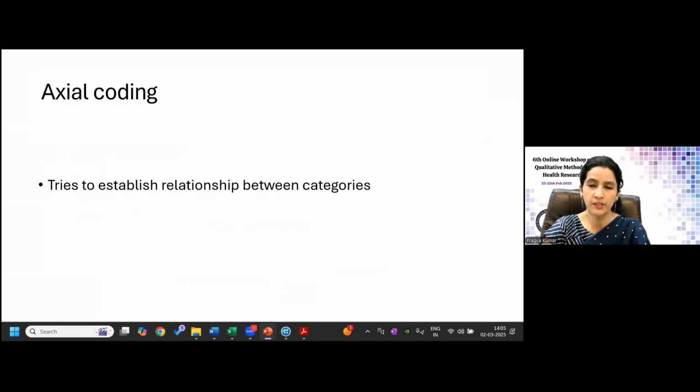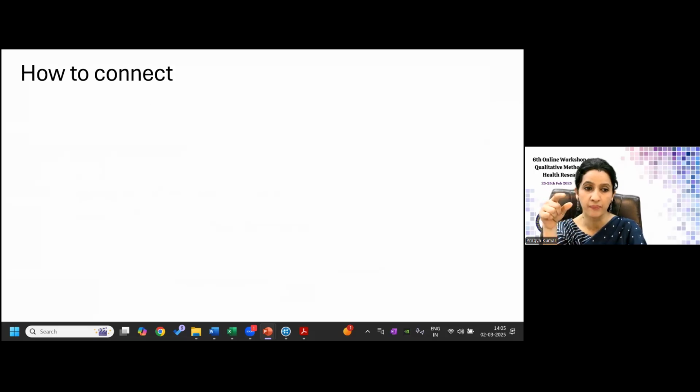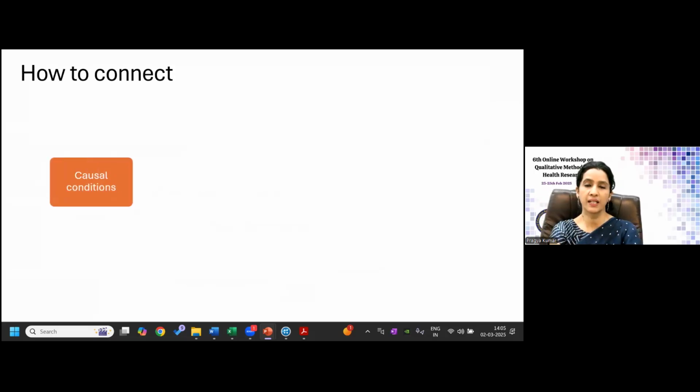Now coming to the second part, remember the mnemonic FAT. F stands for focused coding, A stands for axial coding. What is this axial coding? In axial coding, you try to establish the relationship between the categories, and you try to identify one common category where all these categories can be linked. So how to connect? Basically, you start identifying under these four headings.